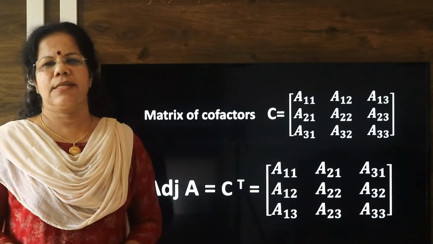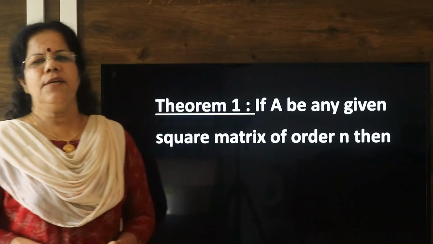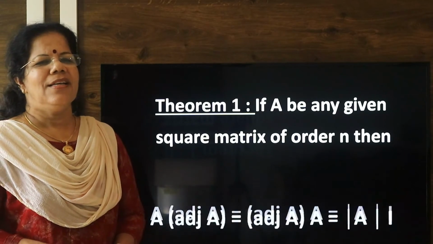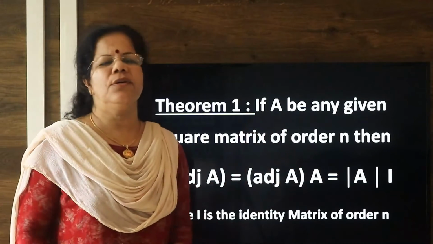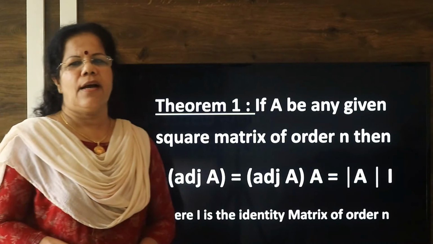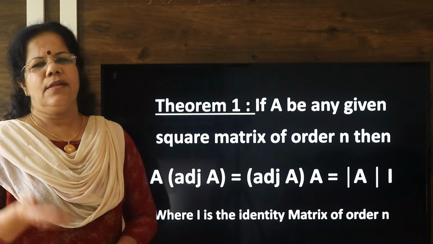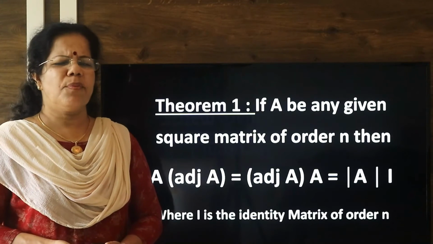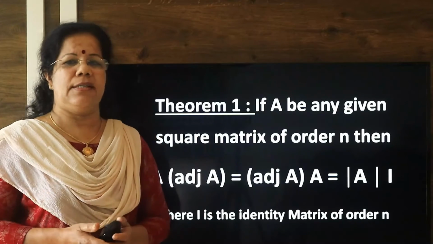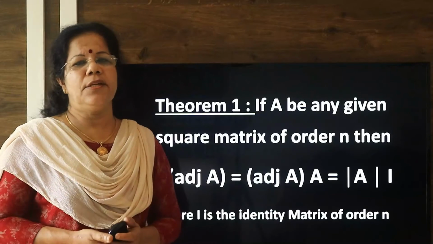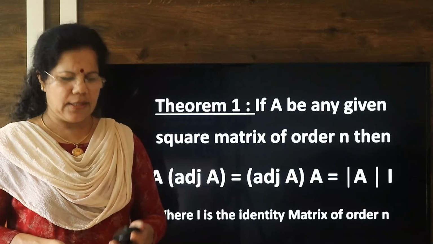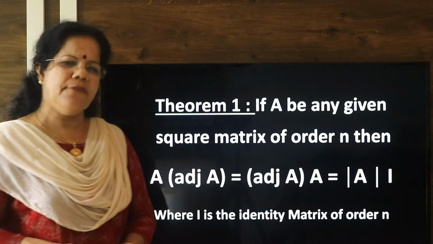Now we are going to the next concept, which is one of the theorems. If A is any given square matrix of order n, then A into adjoint A is equal to adjoint A into A is equal to determinant A into I, where I is the identity matrix of order n. This is the theorem. The proof is simple, but actually the proof is not so important. Many problems give a determinant or a matrix: prove that A into adjoint A is equal to adjoint A into A is equal to determinant A into I. This is always true. It's a theorem. Now we will do some problems from that also, and we will verify it.